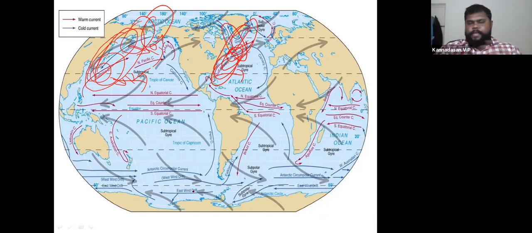Since more phytoplankton are there, more fish will be there. Since more fish are there, fishery industries are developed in these regions of the world. Right? Am I clear?